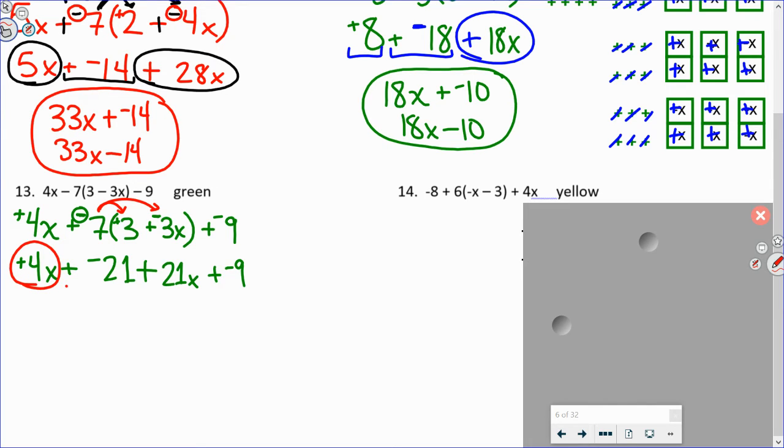Here's where I can go ahead and combine my like terms. 4x's and 21x's makes 25x's. Negative 21 and negative 9 makes negative 30. While, of course, some of you would write subtract 30.